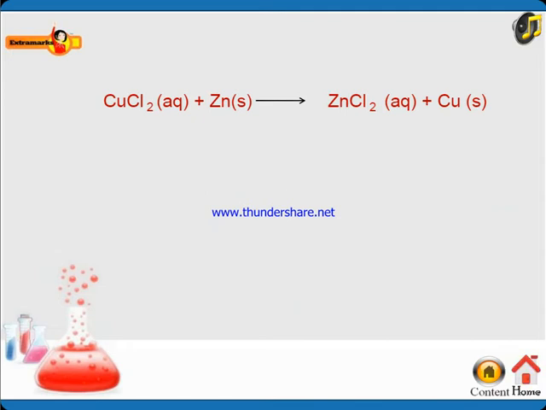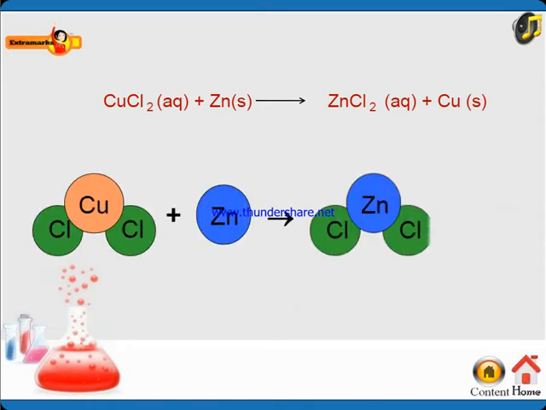When a strip of zinc metal is placed in a solution of copper chloride, then zinc chloride solution and copper metal are formed.